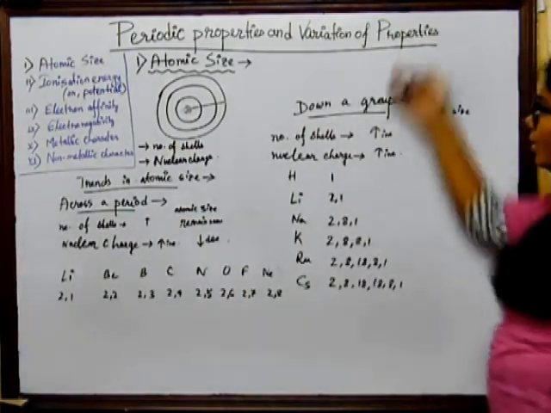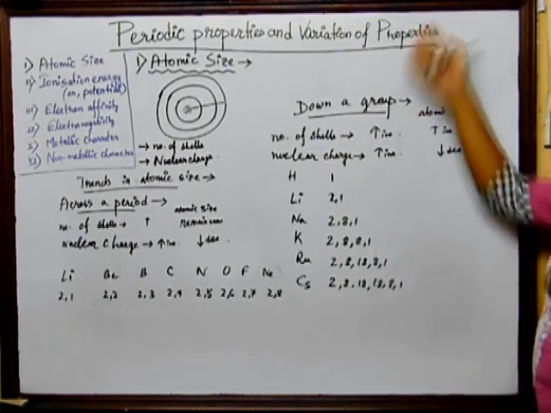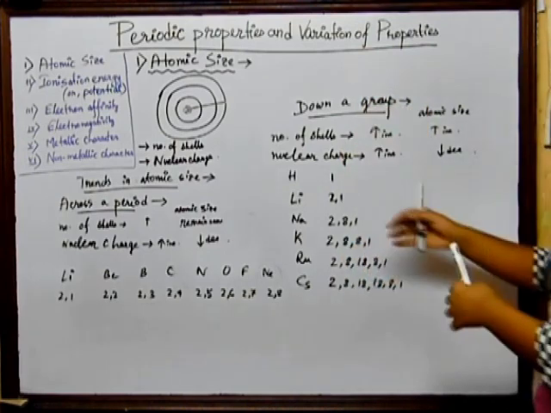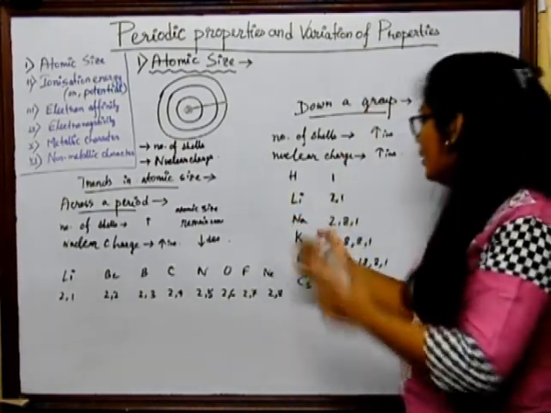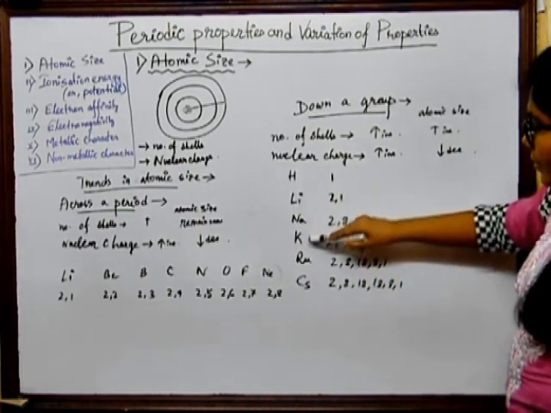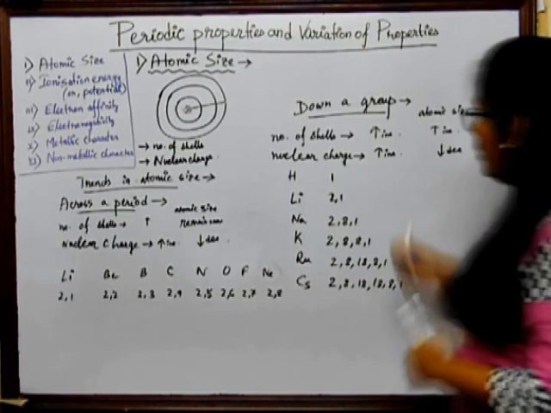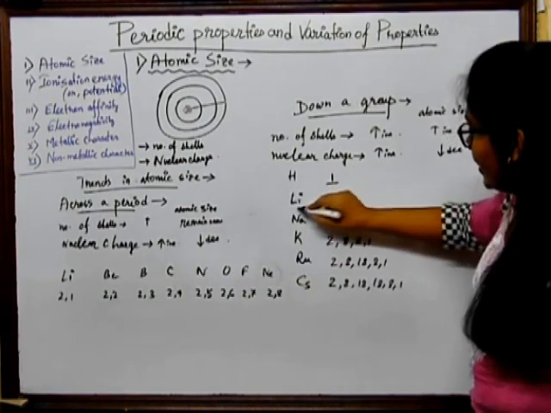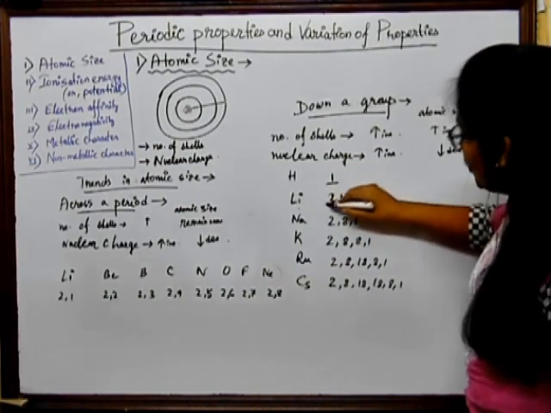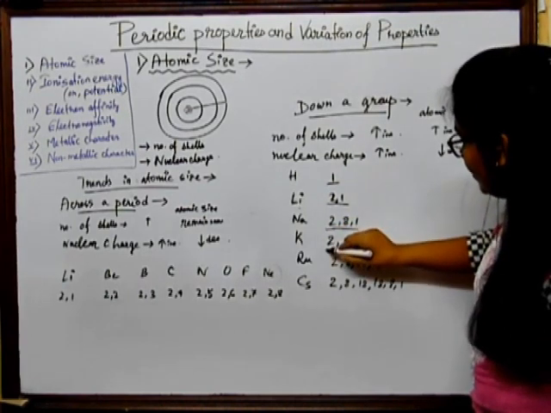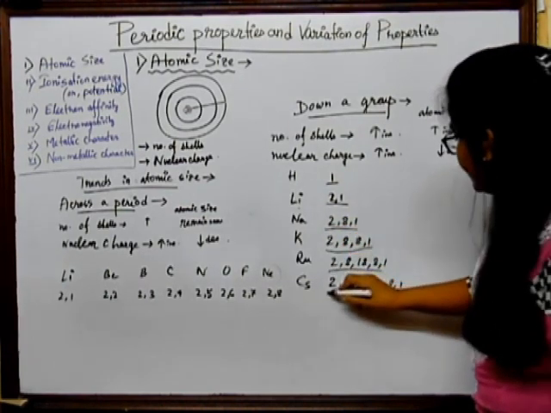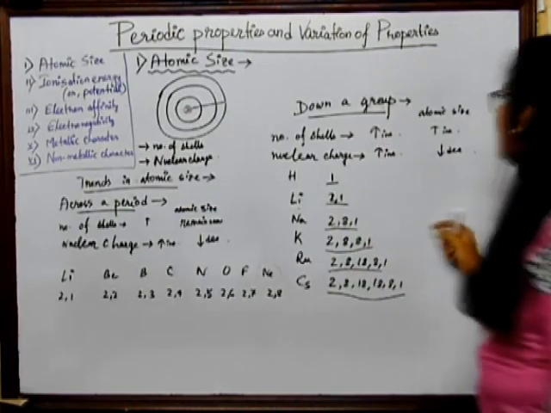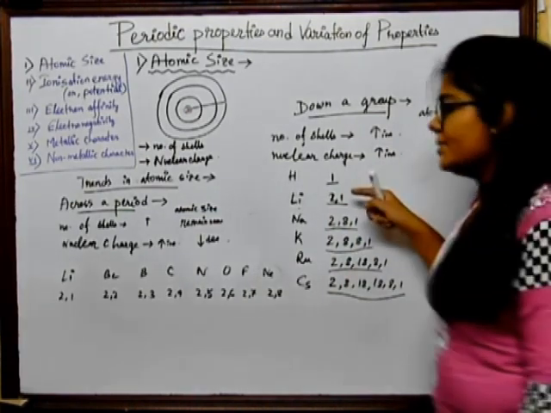Now next, down a group. The number of shells down a group also increases. Extra shells are added, like hydrogen, lithium, sodium, potassium, rubidium, cesium. Here every time the number of shells is increasing. Here 1, in the case of lithium, the second period, there are 2, in sodium 3, potassium 4, rubidium 5 and cesium 6. So the number of shells is increasing, so the atomic size will also increase.